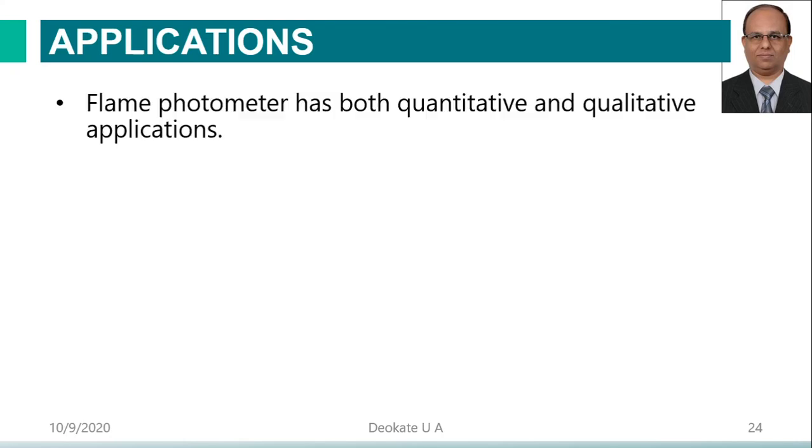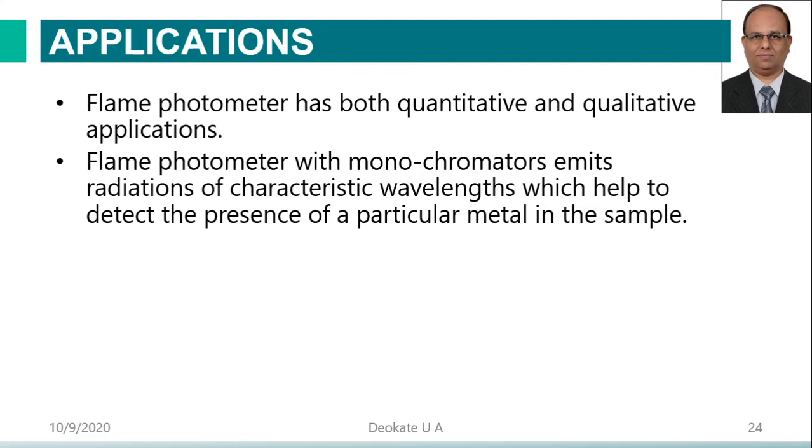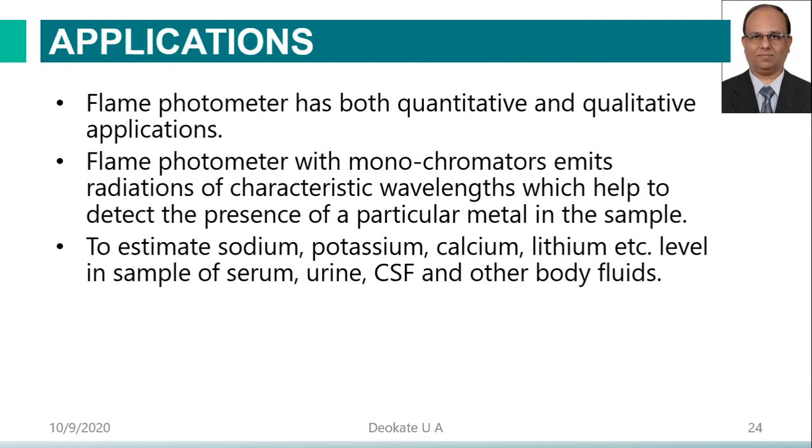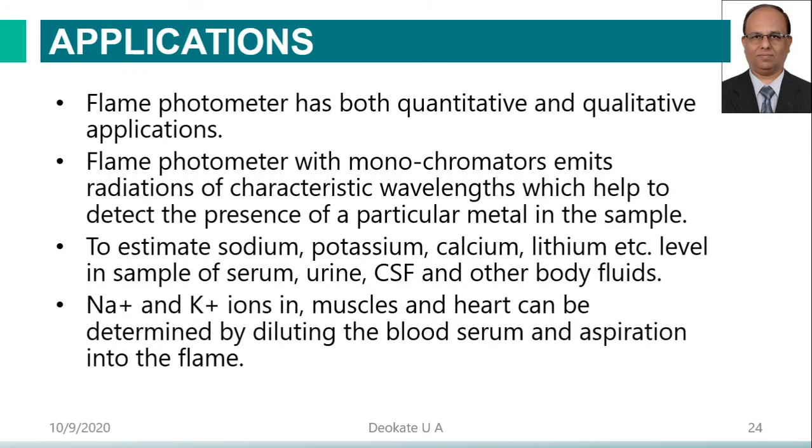Now, applications. Flame photometer has both qualitative and quantitative applications. Mostly we use quantitative analysis in the laboratory. Flame photometer with monochromators emits radiation of characteristic wavelength, which helps to detect the presence of a particular metal in the sample. It is used to estimate sodium, potassium, calcium, lithium, etc., levels in samples of serum, urine, CSF and other body fluids.